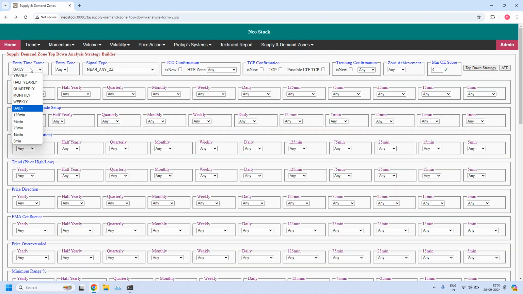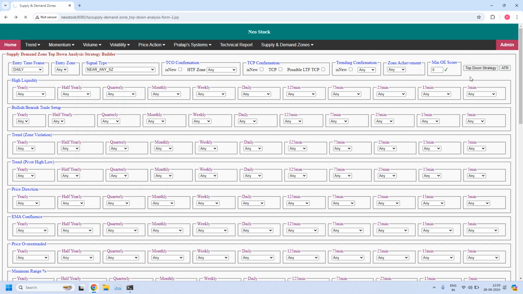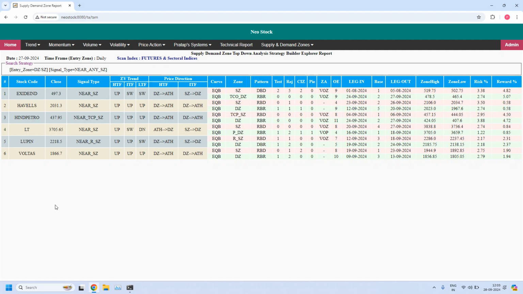So next, for daily time frame, let us find the stocks near daily supply zone. 6 stocks are filtered near to the daily supply zone. Let's identify high liquidity zones. Hindustan Petroleum is having a high liquidity daily supply zone. Lupin is having a high liquidity daily supply zone. So we have identified 2 stocks from the daily high liquidity supply zones list, stocks near high liquidity daily supply zones.